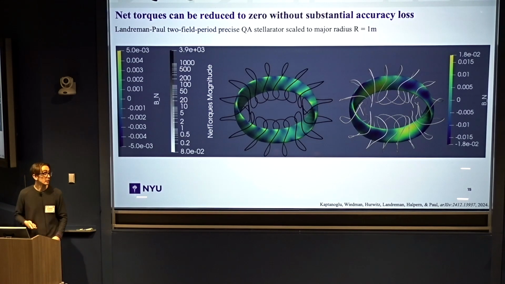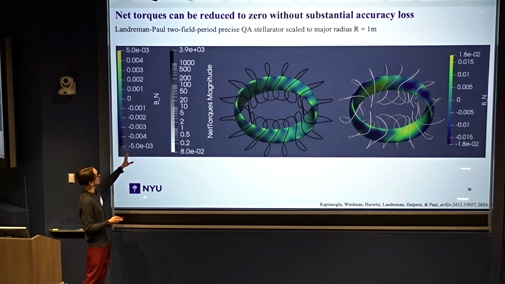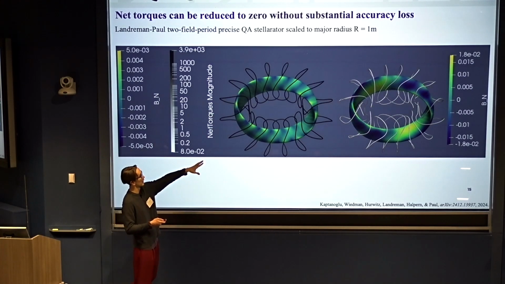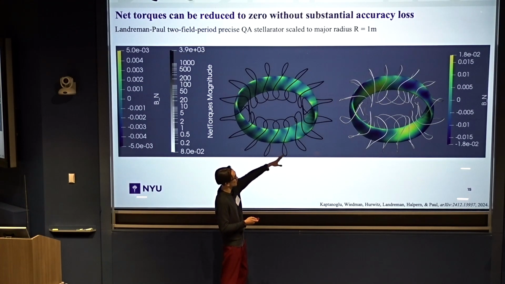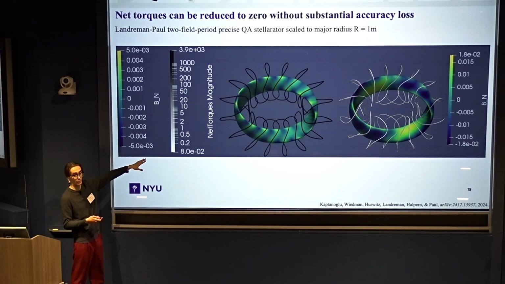One of the really interesting things we found in the process is that, if you're thinking about torques on the coil, in particular the torque measured from the center of the coil, so the propensity of the coil to want to rotate about its center, you can roughly reduce it to 0 without substantial accuracy loss. I'm showing the BN errors with one color bar over here, another one over there. And what you see is you get something like 4 times worse errors, but the net torques you can reduce by like 4 or 5 orders of magnitude if you put it into optimization.